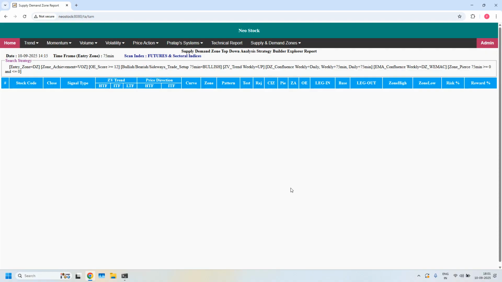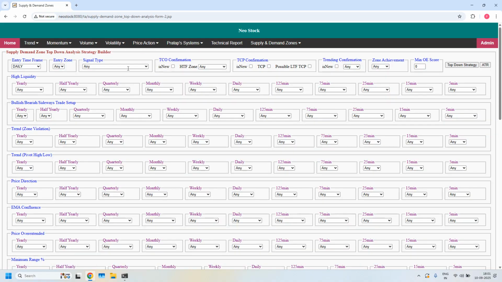Next strategy is bearish trade setup for weekly income trade. Next reports. So entry time frame 75 minutes, entry zone, supply zone. Here bullish or bearish at 75 minutes. I am selecting bearish. Zone achievement violated opposing zone.